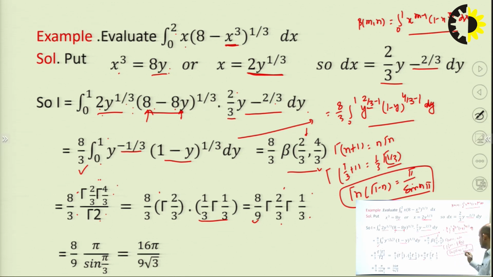So, if we put n as 1 upon 3 here, then we have gamma 1 upon 3, gamma 2 upon 3, equals pi upon sine pi by 3. So, this product is pi upon sine pi by 3. Since sine pi by 3 means sine 60, which is root 3 upon 2, this value will be 16 pi upon 9 root 3 after simplification. So, this is the use of these formulas here.